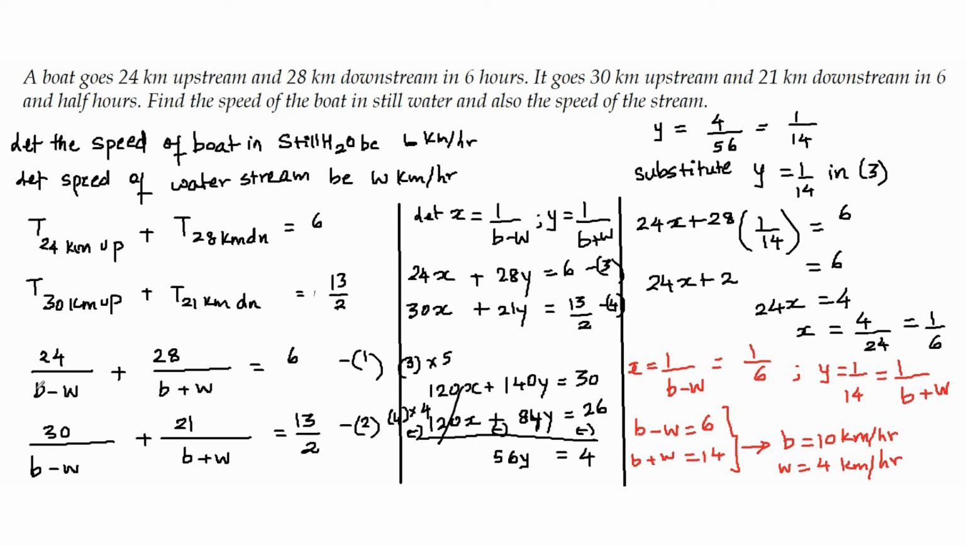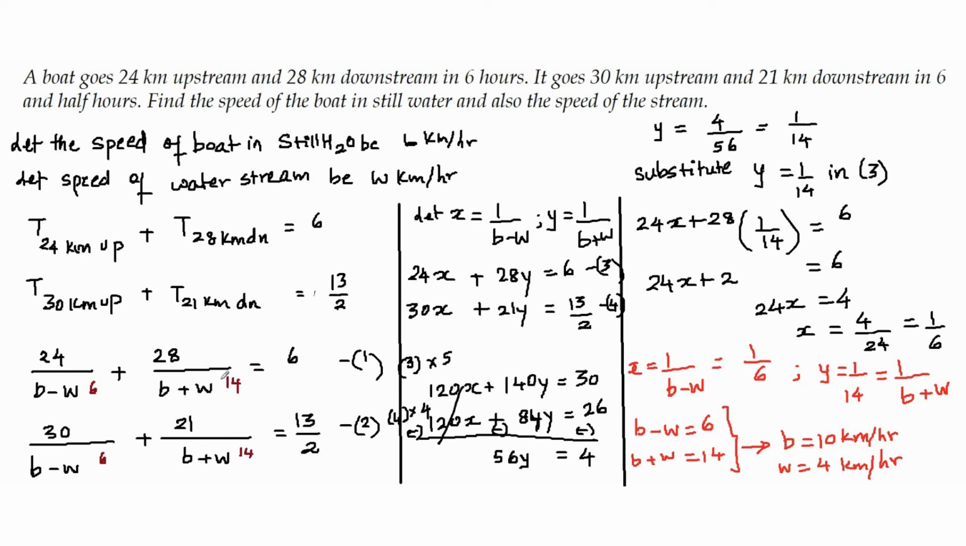Now what I'm going to do is substitute these over here and check if my equations hold true. So to go upstream, the boat is going at 10 kilometers per hour and the water is at 4 kilometers per hour. So the effective speed upstream is going to be 10 minus 4, that's 6, right? So b minus w is 6, and to go downstream, the water is flowing at 4 kilometers per hour. The boat is rowing at 10 kilometers per hour. So the effective speed is going to be 14, right?